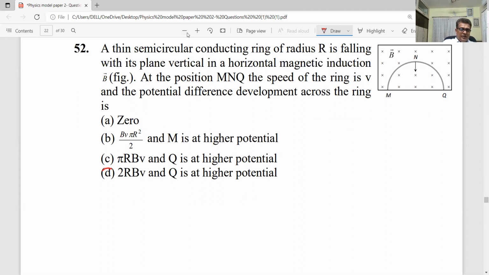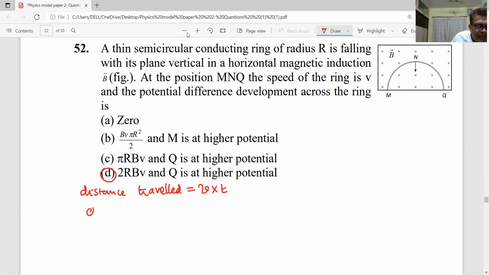Okay. Why is that option number D? Let me explain that to you. You must know that very clearly. Distance traveled by the ring is equal to V into T. When it comes to falling, please remember it falls in the magnetic field, not in the gravitational field. V into T. Right, okay.